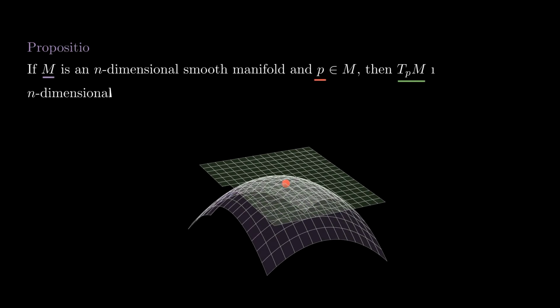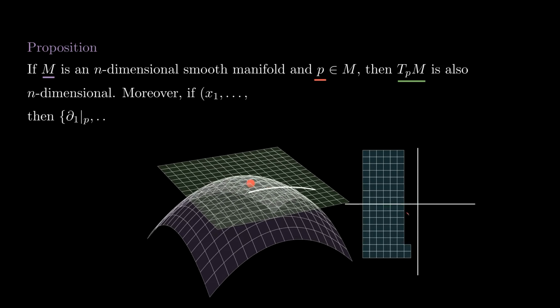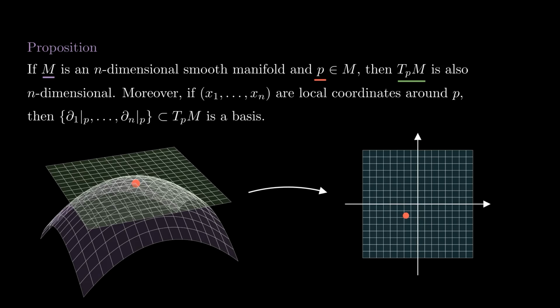Once we know that each derivation corresponds to a velocity, it shouldn't be too surprising that the dimension of TPM equals the dimension of the manifold. Moreover, when we work in local coordinates, we can give an explicit basis of this vector space. This is because local coordinates provide a meaningful way to take the partial derivative with respect to the first variable, the partial derivative with respect to the second variable, and so on. Now, any derivation at P is a linear combination of the partial derivatives in the coordinate directions, so these form a basis of TPM.